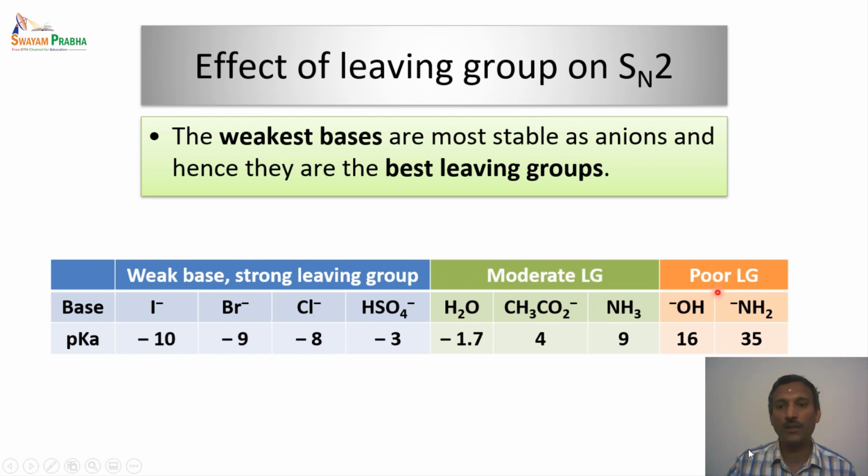Between OH minus and NH2 minus, NH2 minus is the stronger base, being the poorer leaving group. We have other halides which have better leaving group ability, and water, acetate anion, ammonia are all moderate leaving groups. So this way, based on the basicity, we can say what is the best leaving group.